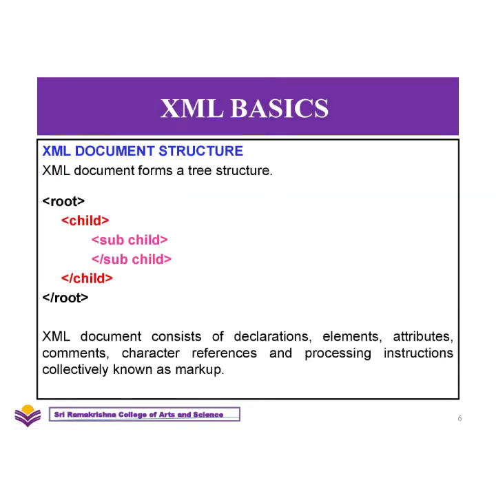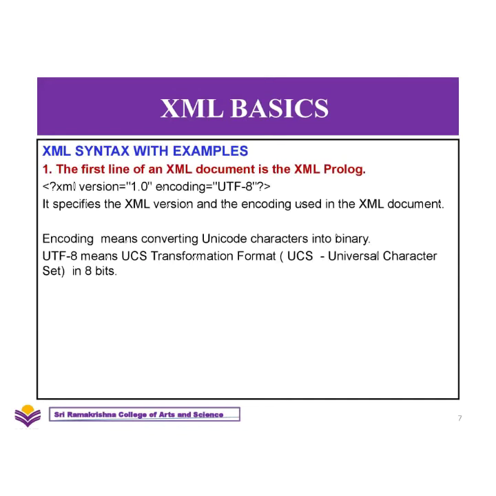This is the structure of an XML document. An XML document forms a tree structure. It contains a root element with n number of child elements and subchild elements. Logically, an XML document consists of declarations, elements, attributes, comments, character references and processing instructions, collectively known as markup. There are some rules to be followed while writing an XML document.